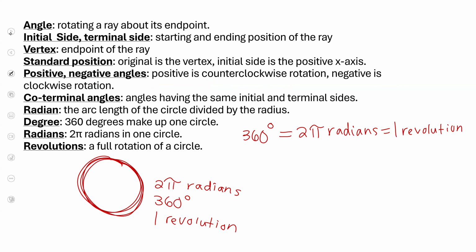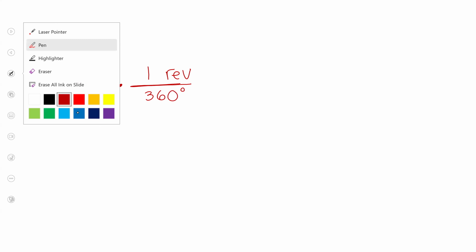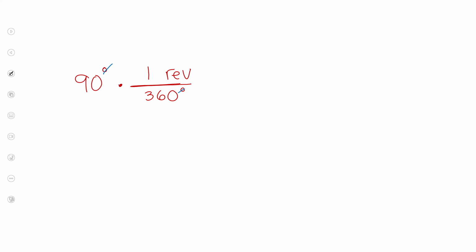So guys, in the same way, let's try another one. Let's say I have 90 degrees. Let's figure out how many revolutions this is. You're always going to multiply by a ratio. So I want to figure out what the revolutions are. How many revolutions? Well, guys, 1 revolution is the same as what in degrees? 360 degrees. Okay? Well, degrees will cancel with degrees.